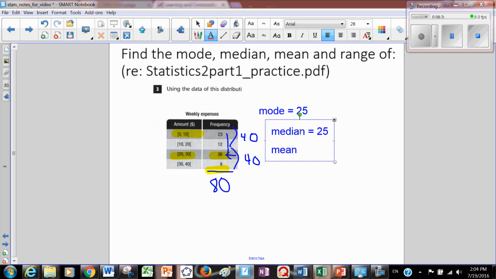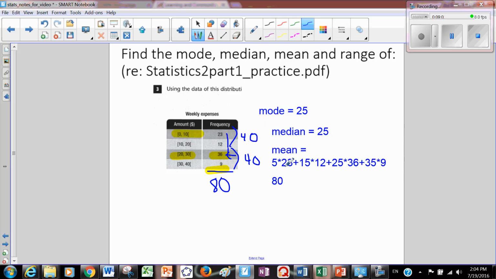To find the mean, what we're going to do is we're going to need to add all the numbers, but here we have 23 people that are between 0 and 10. So we're going to use midway. 5 times 23 plus midway between 10 and 20, that's 15 times 12 plus 25 times 36 plus 35 times 9. And all of that we need to divide by the number of data, which is 80. So that's going to be a big calculation. Make sure you do it right on your calculator.